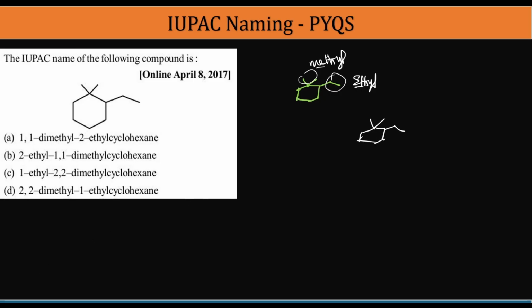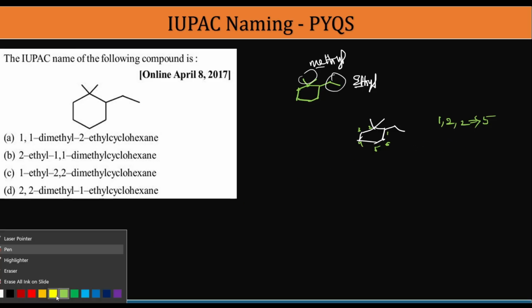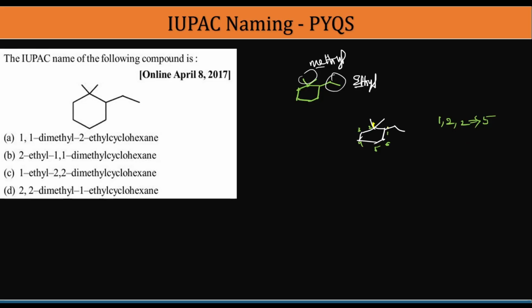If I give numbering from here, 1, 2, 3, 4, 5, 6. So what are the numbers on the substituents? 1, 2, and 2. Two methyl groups are there, right? So what is the sum? 5, right? 2 plus 2, 4, and plus 1, 5. Or else if I give numbering this way, first let's give 1 over here, and then 2, 3, 4, 5, 6. So what is the sum now? 1 comma 1, because 1 is given to both methyl groups, and then 2. So now it is getting only 4. So lowest is 4.